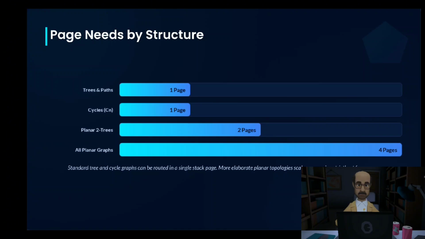However, as the network structure becomes more elaborate, the topologies scale up. For instance, planar 2 trees double the requirement, demanding 2 pages. And finally, when looking at all planar graphs as a whole, the complexity maxes out, capping strictly at 4 pages, which beautifully links back to the historical milestone we mentioned earlier. This chart clearly proves that the structural layout of a graph directly dictates how many layers or pages we need to resolve our connections.